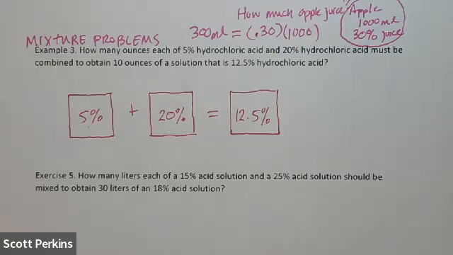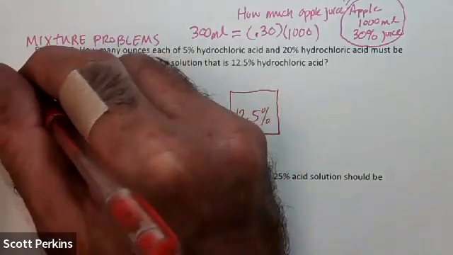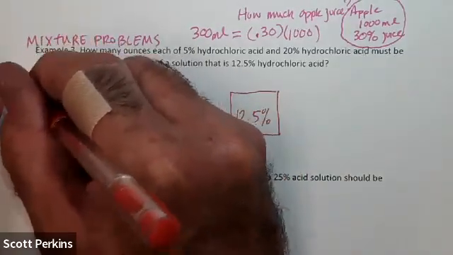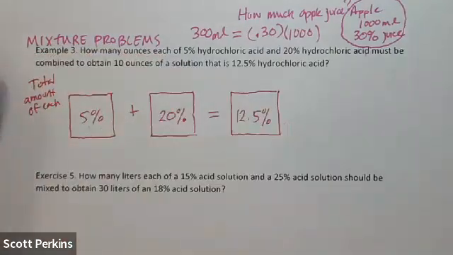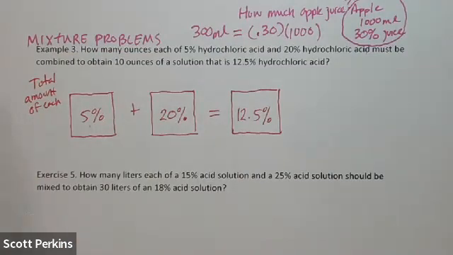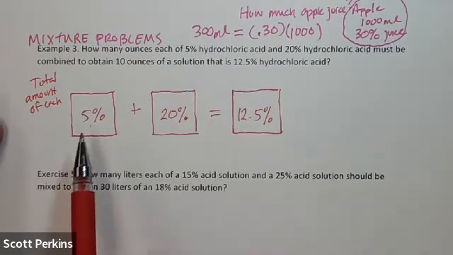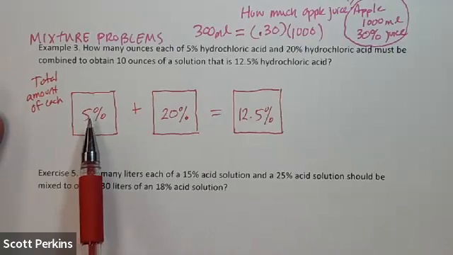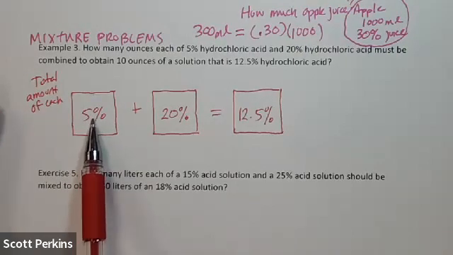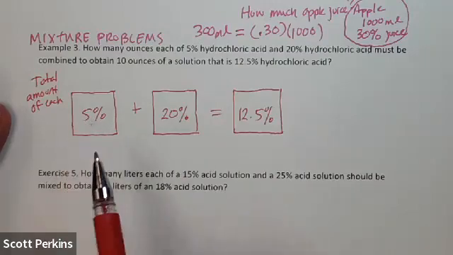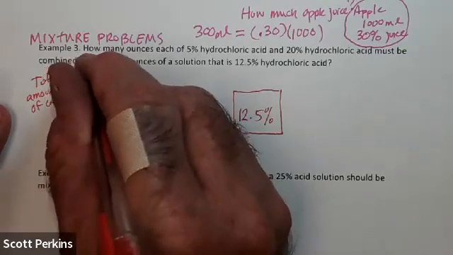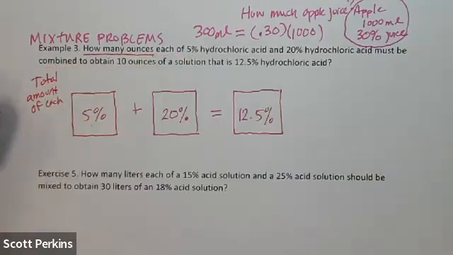So what I'm going to do across the top of the boxes is put the total amount of each. So according to the problem, am I told how much of the 5% I want to add in? Does it say an amount for the 5%? No, what does it say in front of the 5%? It says how many ounces? So I don't know, right?